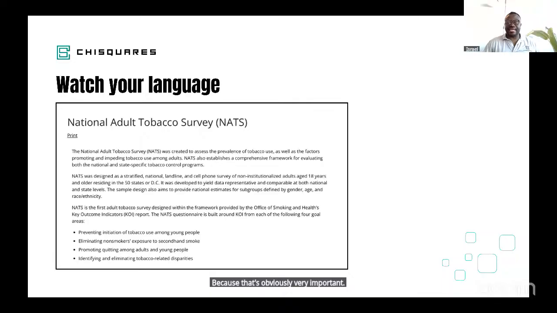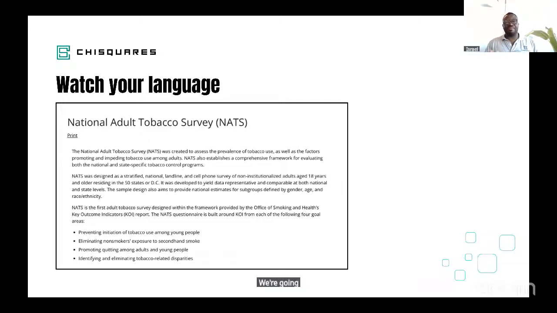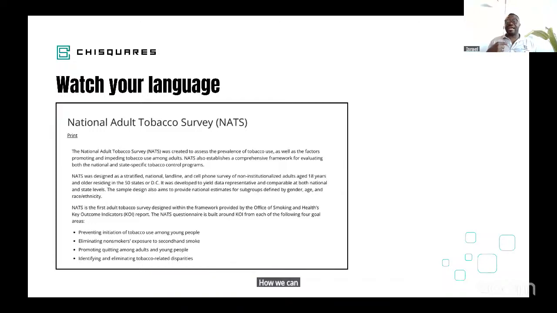When we decide that our sampling will be generalizable, we have to worry about issues of non-coverage bias. We're going to bench this and talk about it a lot next week, right? When we look at the case study from the National Youth Tobacco Survey, we're going to see practically how issues of non-coverage bias can creep into the study with or without our knowledge, how we can assess for it, and how we can correct it with language, with framing, right? So these are some of the things we're going to discuss next week.